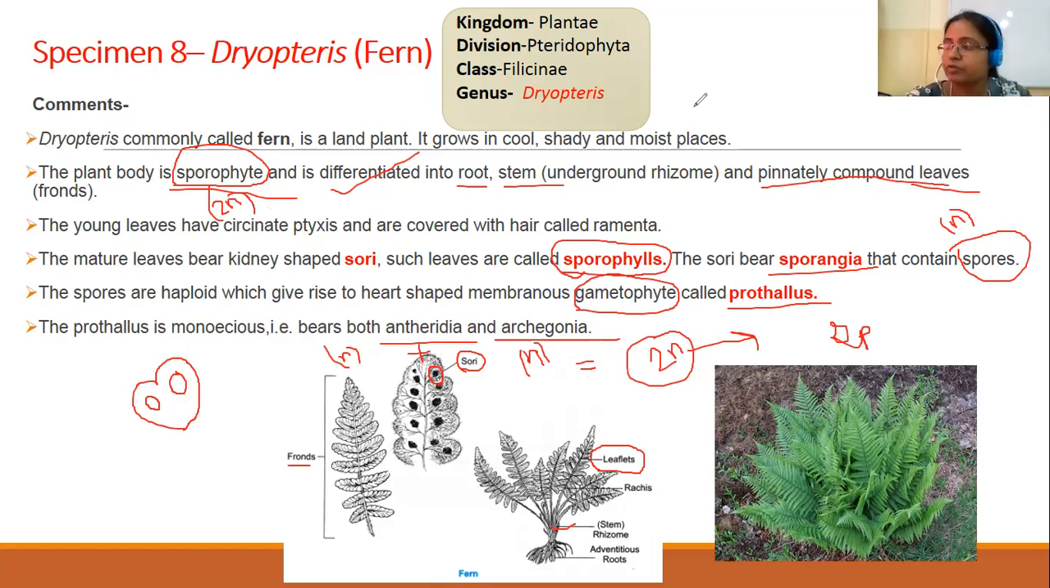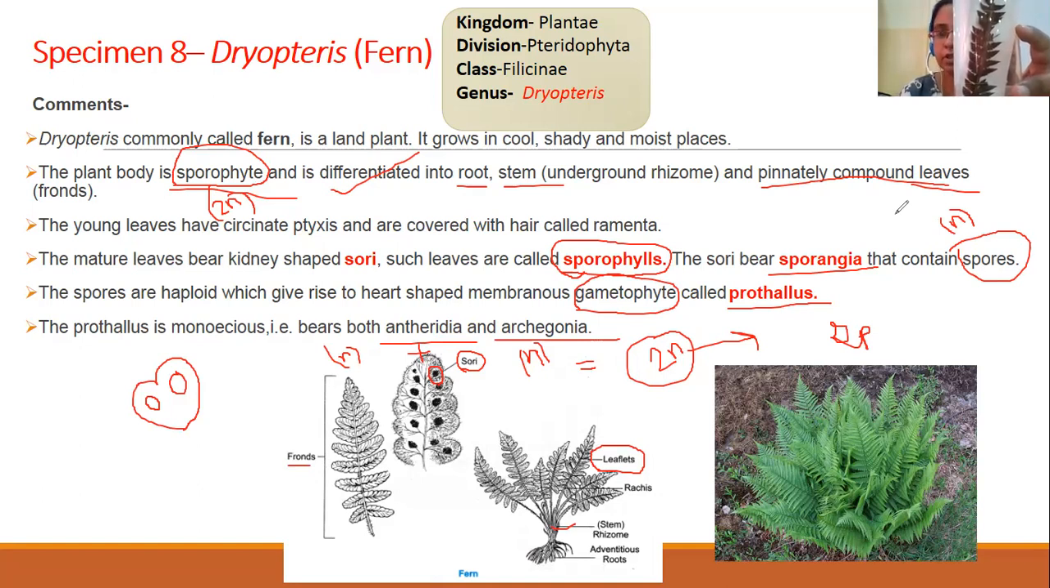Now we also have the specimen of it. I show you the specimen. Here you can see this is the specimen of a pteridophyte. You can see how the feather-like leaves are there. These leaves are definitely compound. They are commonly called the fronds. On the ventral side of it, some sori can also be seen.